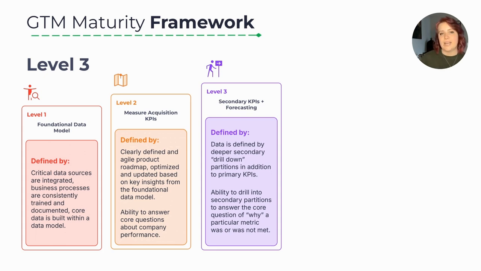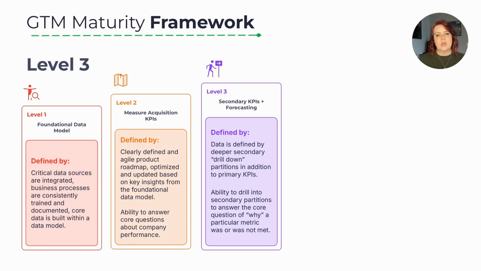In level 3, data is partitioned into granular secondary drill down metrics. In addition to the primary KPIs, you'll have the ability to drill into partitions that answer the question, why? Why did we not hit that particular metric? Or why did we? You'll answer critical business questions for why or why not the primary KPIs were met, which gives you the who, what, when, and where of your information.